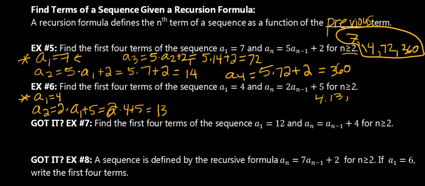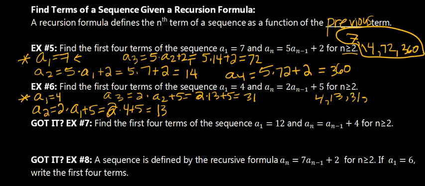I like to write my terms out here on the right so I remember what I am calculating here. And a sub 3, that equals 2 times a sub 2 plus 5. And we figured out what a sub 2 is, so I have 2 times 13 plus 5. So a sub 3 ends up being 31.